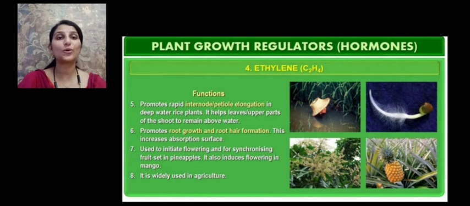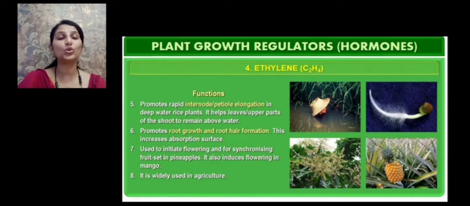It also promotes rapid internode or petiole elongation. Petiole, we know, is the stalk of the leaf. So internodal elongation and petiole elongation occur in deep water rice plants, those rice plants which grow in waterlogged areas. So it helps the leaves and upper parts of the shoot to remain above the water. This is done with the help of ethylene.